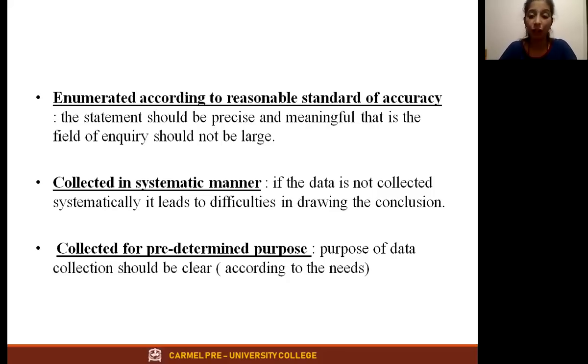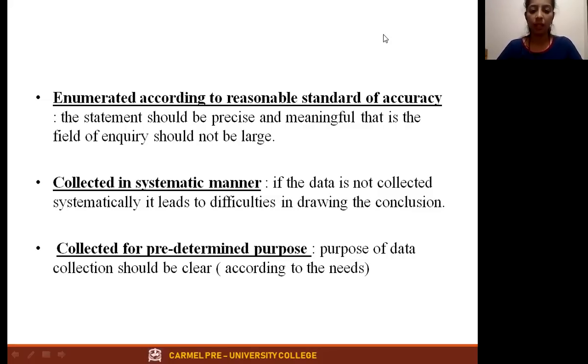So enumerated according to a reasonable standard. What is this reasonable standard? I'm a person who is going to conduct a survey. Okay. I want the data to be entered for some purpose, for some reason. Now I'm going to collect the data. Can I have a bias on particular things? That is, there should not be, so that is what it is here.